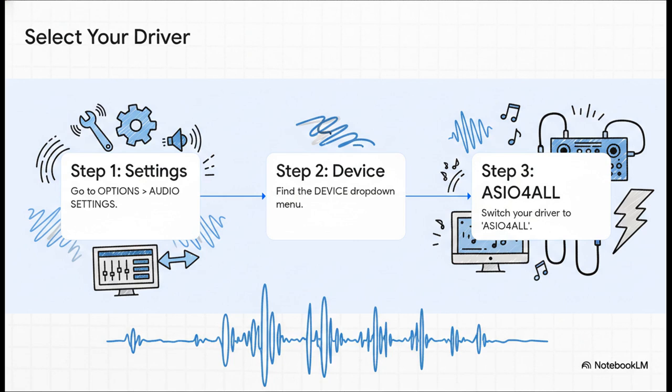Okay, so I want you to follow me here. Click for click. Go up to the top menu to Options, and then click on Audio Settings. A new window will pop up. At the very top, you're looking for the Device drop-down menu. Now here's the key. Even if something else is already selected, we are going to specifically choose ASIO for all.